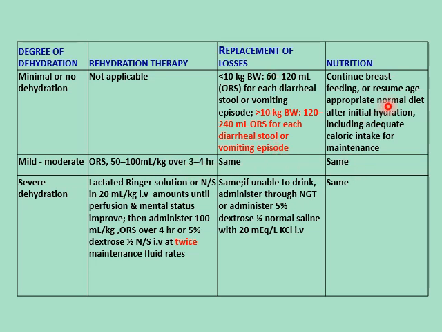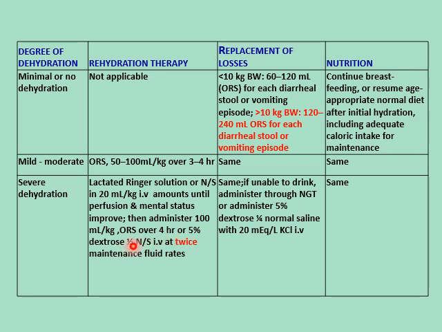And the nutrition here: continue breastfeeding, continue bottle feed. If you have yogurt or banana, you can start them and give them to the child. Pieces of apple can also be used in cases of diarrheal disease. For severe dehydration, you should start treatment with Ringer lactate or normal saline 20 ml per kg IV, repeated until perfusion and ventilation improve. Then administer 100 ml per kg ORS over 4 hours, or 5% dextrose plus half saline.